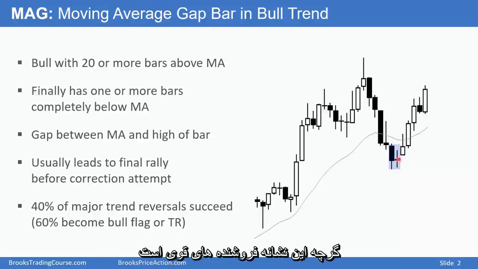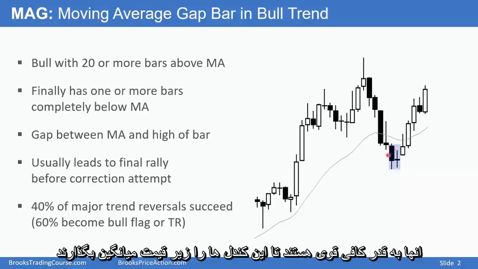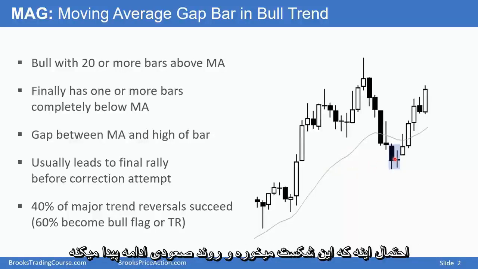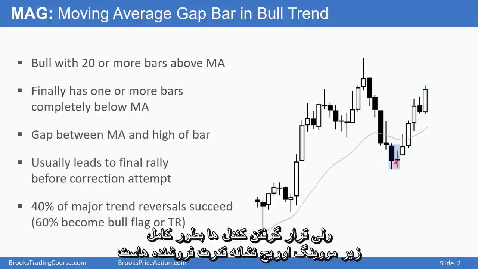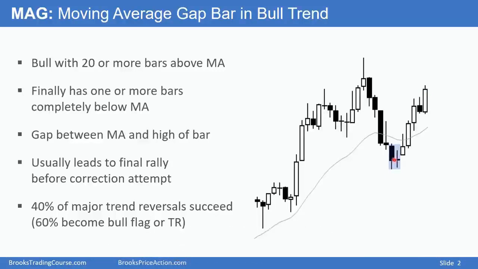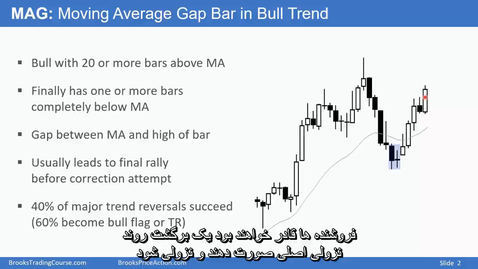Even though it's a sign of very strong bears, they're strong enough to put bars completely below the average price. The odds are it's going to fail and the bull trend will resume. But having bars completely below the moving average means the bears are pretty strong. That means that there's a 40% chance once the bull trend resumes, the bears will be able to get a major trend reversal into a swing down.